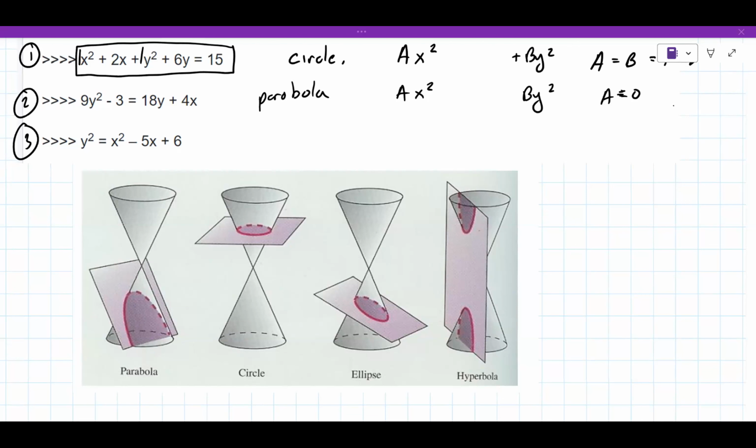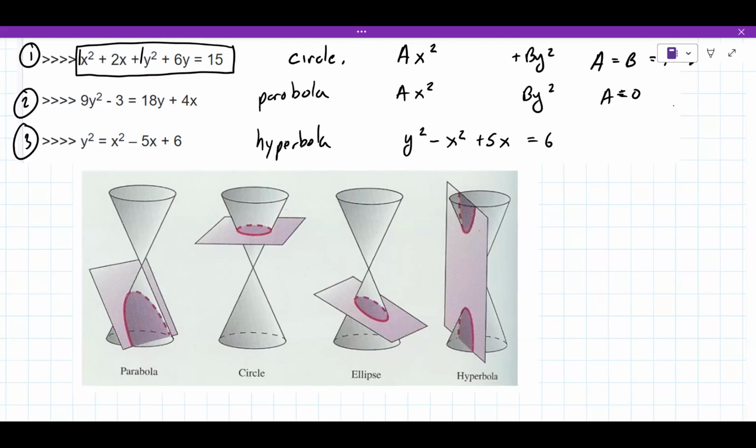Okay. It's a hyperbola, yep, good. And here's how you know. Now you do have to do a little bit of manipulation on this one. You actually need to have everything on one side of the equation. So it would end up looking like this: y squared minus x squared plus 5x equals 6.